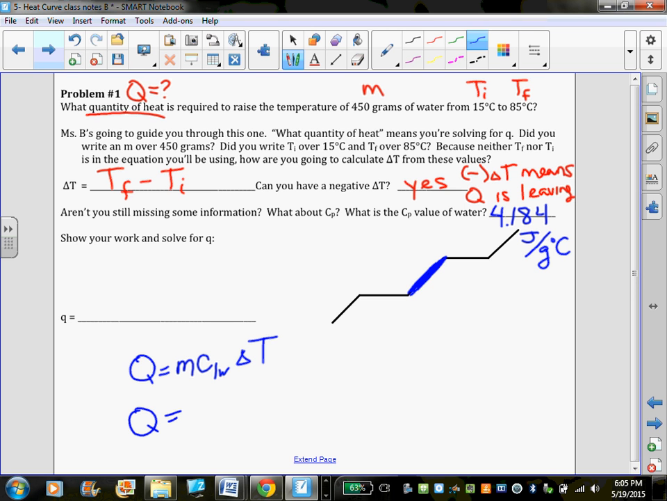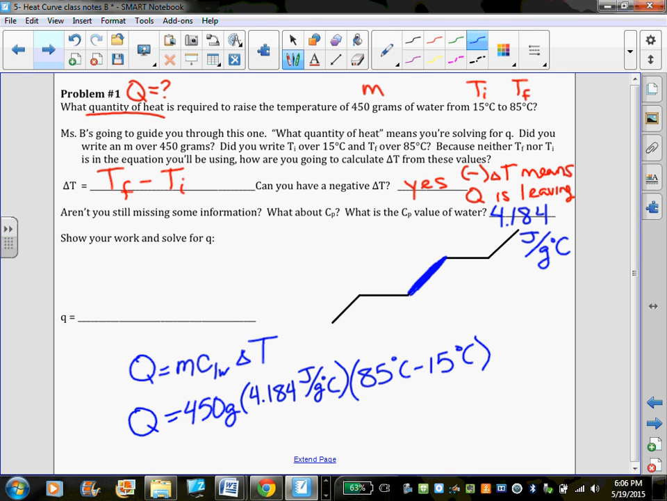So Q is equal to our mass of water, which is 450 grams. It should always be in grams, always, always, always, times 4.184 joules per gram degree Celsius, times our change in temperature. And what is our change in temperature? It's 85 degrees Celsius minus 15 degrees Celsius. And fabulous! This problem gave us everything that we needed to know. So all we have to do is punch it into our calculator.